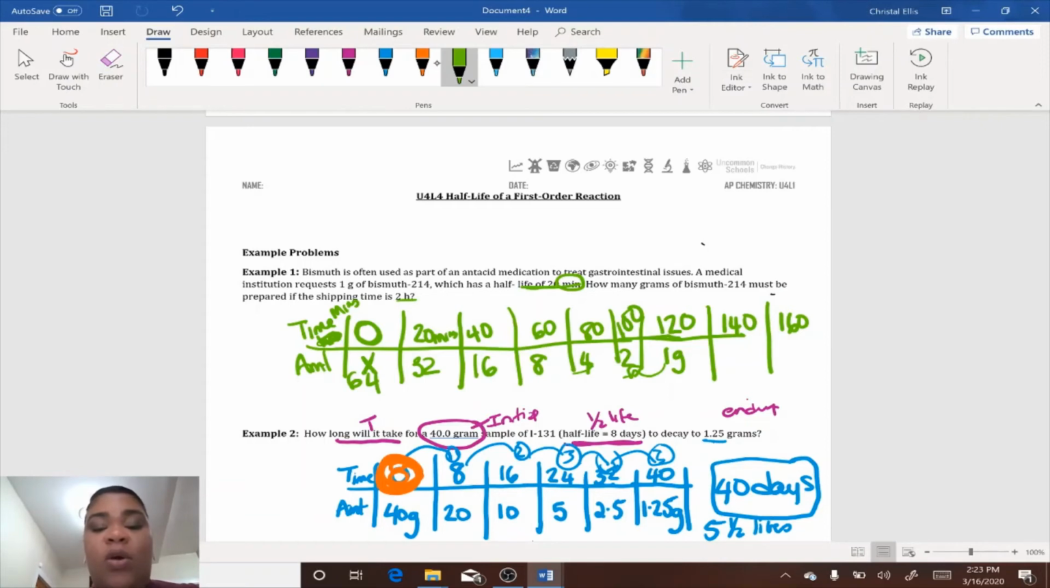So working backwards to forwards, we'll see that in order for the shipment company to have 1 gram, they would have had to start out with 64 grams, or ship 64 grams of the substance, so that by the time it gets to them in 2 hours, it will be 1 gram.